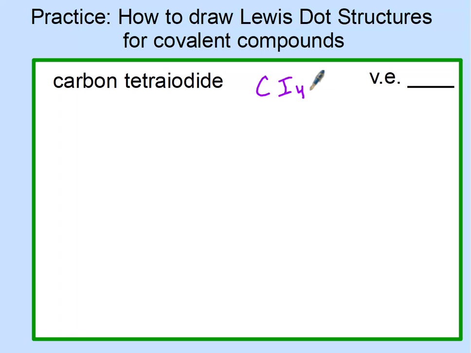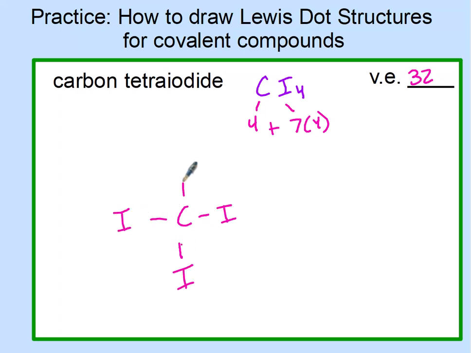So carbon tetraiodide is 1 carbon, 4 iodine. Each carbon has 4 valence, and our iodine are 7. So 7 times 4 is 28, plus 4 is 32. Carbon should have went in the middle. So we've drawn 4 lines, so you should have subtracted 8, giving you 24 left.